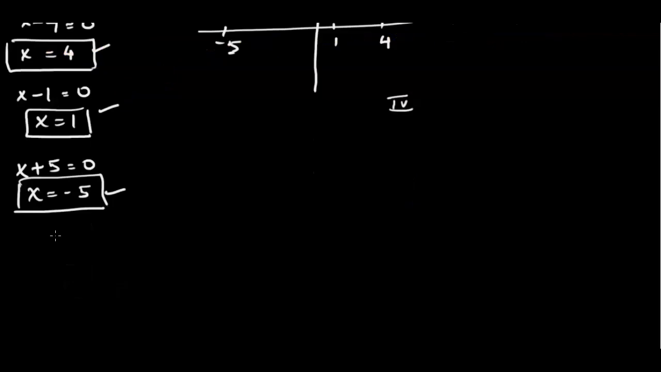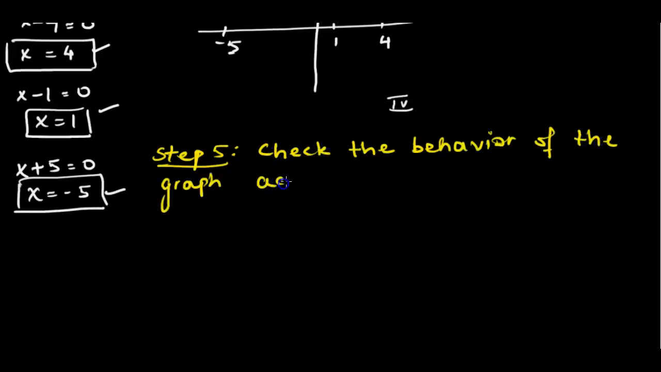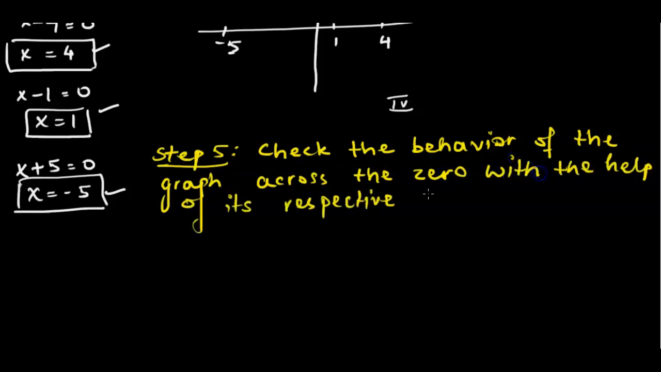Next is step 5. That is a very, very important step. We have to check the behavior of the graph across the 0. And what this means is we can only check the behavior of the graph across the 0 with the help of the order. So we would use the respective order to check the behavior of the graph across the x-intercept. Now in this particular example, when x is 4, the order is 1.